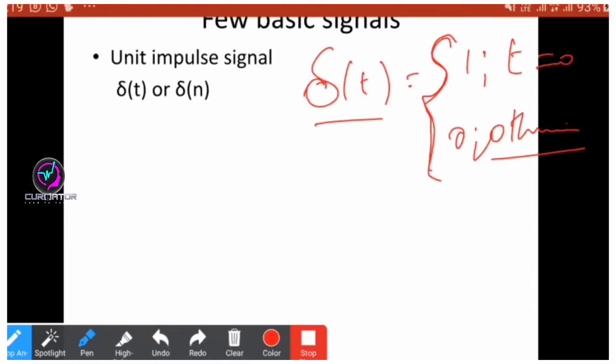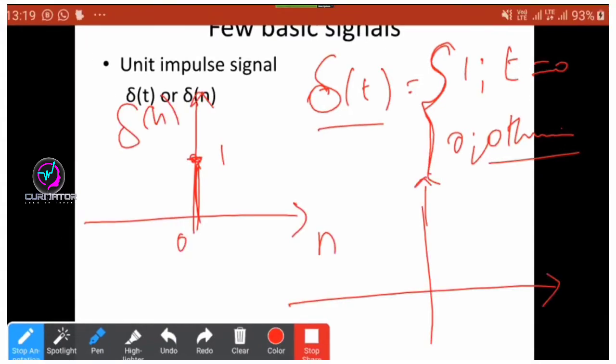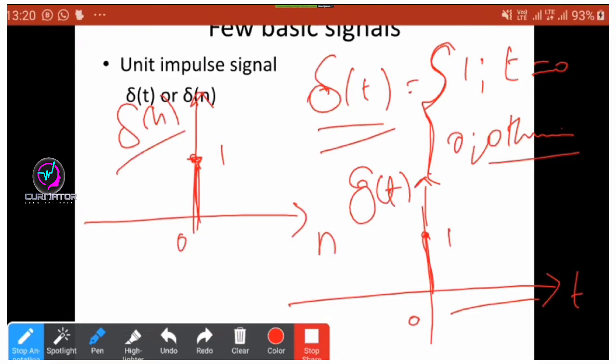Only at this instant we have its value as 1. I represented a discrete time signal. Even for a continuous time signal we will get the same graph. Why? Because it will have value only at one instant. So it doesn't matter whether it is a continuous time signal or discrete time signal. Both signals will look alike. So this is how we represent a unit impulse signal.